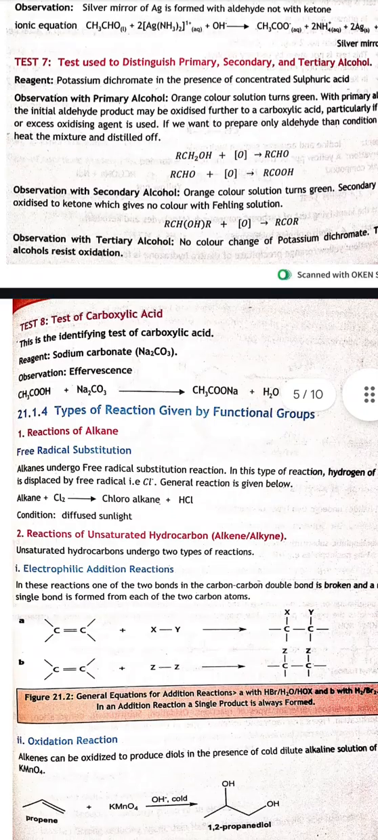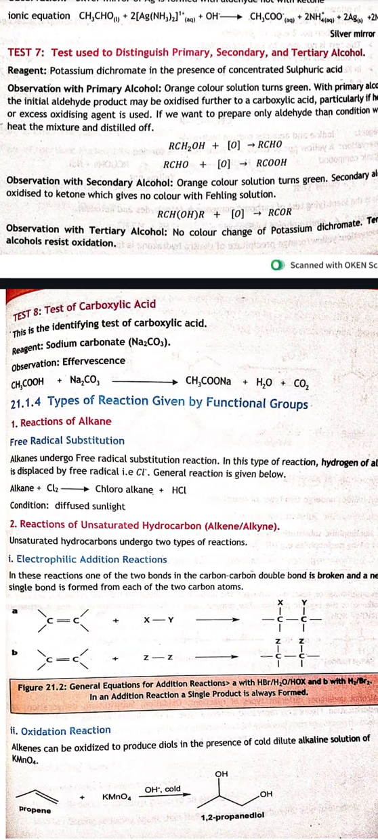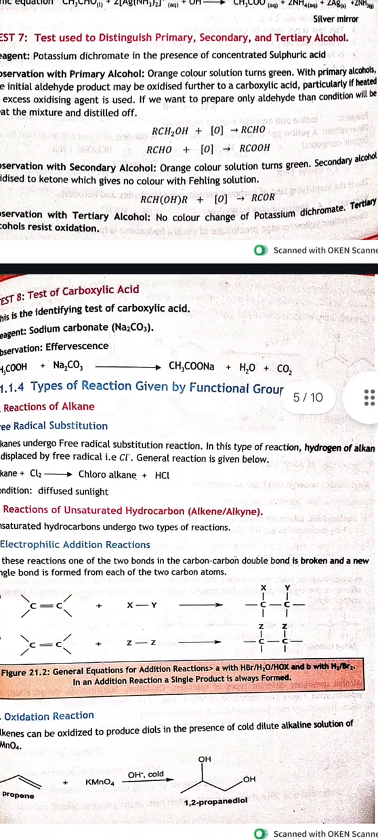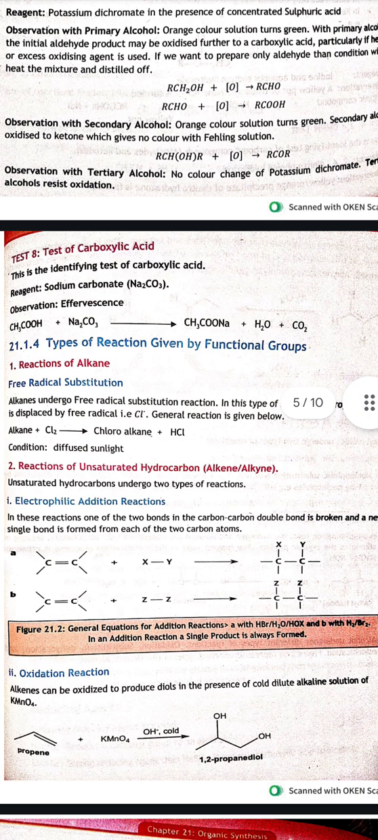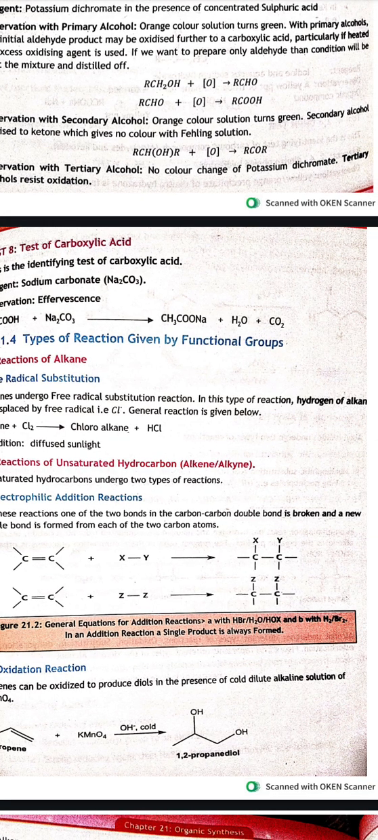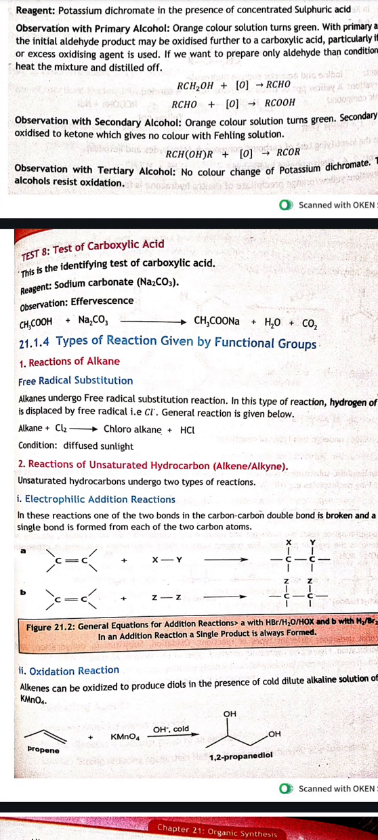And the observation with a secondary alcohol: the orange colored solution turns green. The secondary alcohol is oxidized to a ketone. For the tertiary alcohol, there is no color change because the tertiary alcohol resists oxidation.